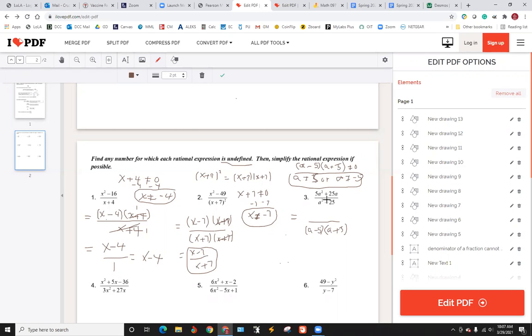Okay, up at the top, the only thing that's common to both is a 5a. All right, so this is not going to factor as two binomials. You're just taking out the greatest common factor. 5a times a is 5a squared. 5a times 5 is 25a. Now we take out those.